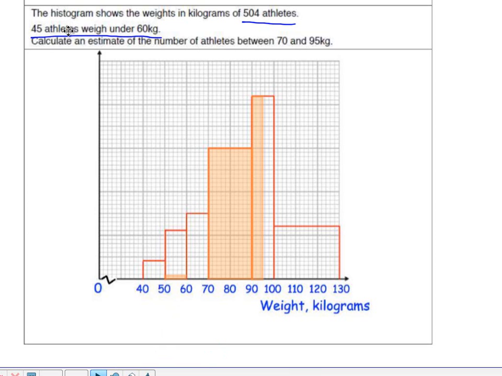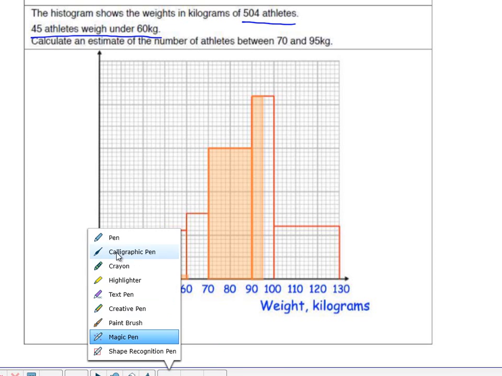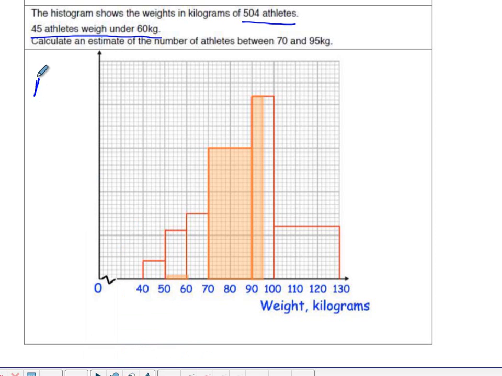Now, 45 athletes weighed under 60 kg. That's this section and this section. Now we know that the area is equals to frequency. So I'm going to write down here, area is equals to frequency. So we can use this bit of information to help us.